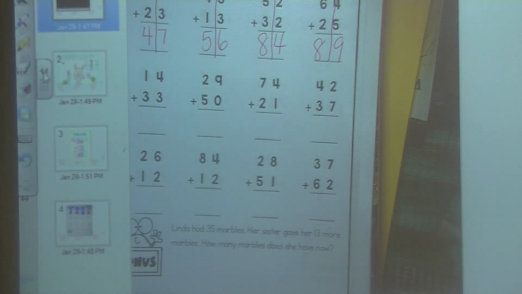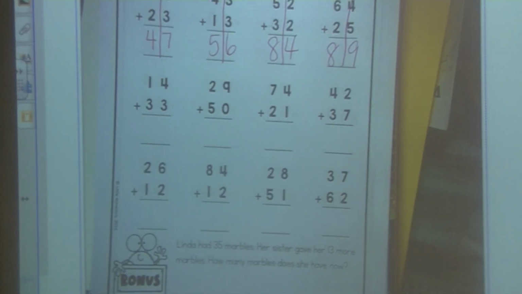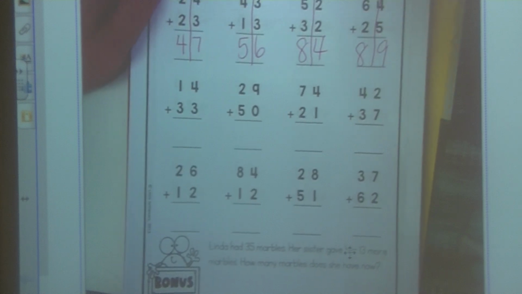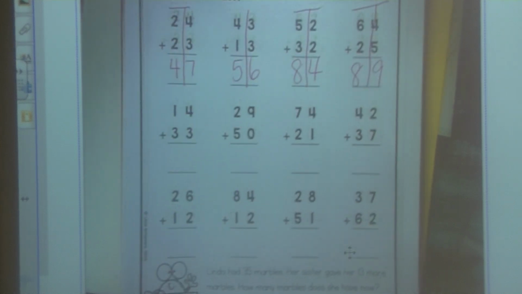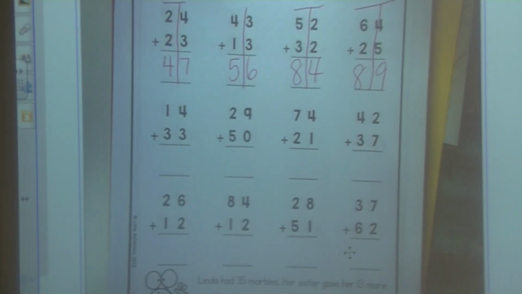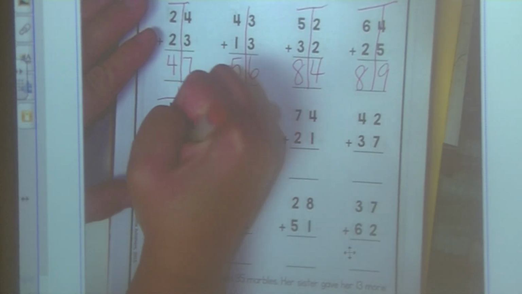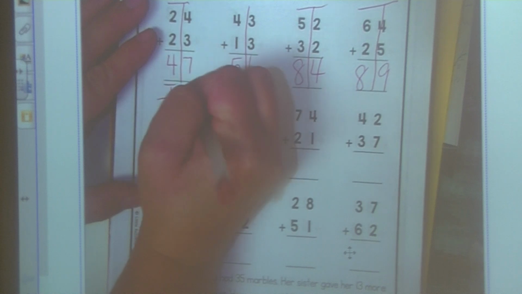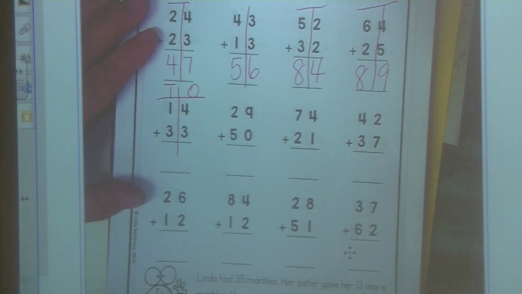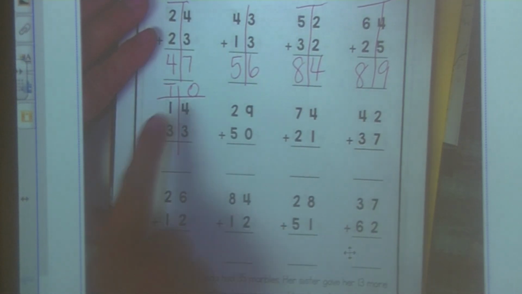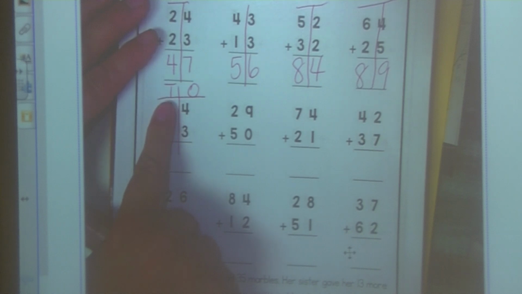Here guys, look at that second row. Now let's make our chart. Hopefully that's a little easier for you to see now. Alright, let's play hide and seek. The tens are going to hide first.